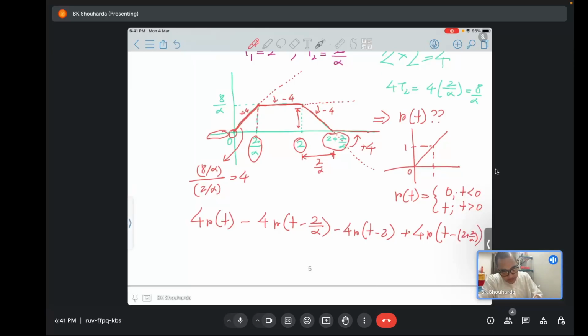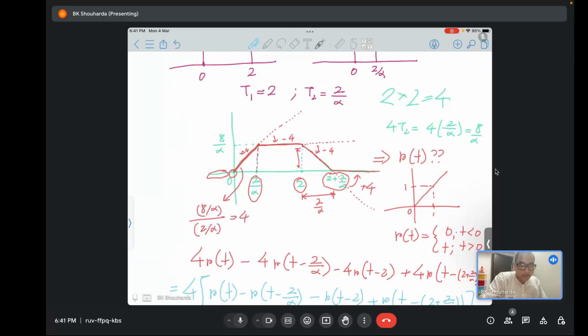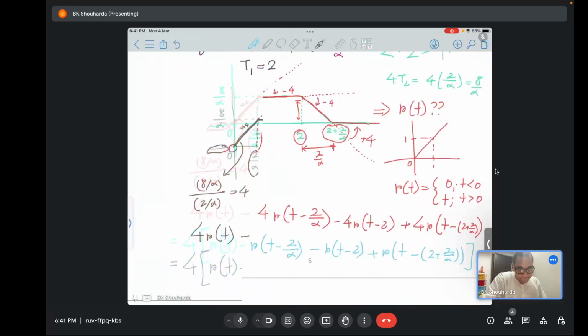So if I simplify it, what do I get? I get 4 times ramp of t, minus ramp of t minus 2 upon alpha, minus ramp of t minus 2, plus ramp of t minus 2 plus 2 upon alpha. Alright, so this is the final expression for our trapezium.